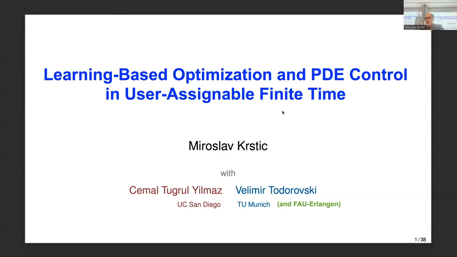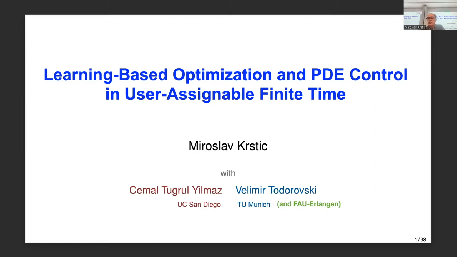The first is a result that applies to a class of nonlinear ODEs modeling mobile robots, which is the work of Velimir Todorovsky, who purely coincidentally is a graduate of FAU Erlangen, and whose work on his master's thesis I supervised, and he recently defended at the Technical University of Munich. The other result will be the result of my current PhD student, originally from Turkey, Turul Yilmaz, on extremum seeking control under delays and for partial differential equations.